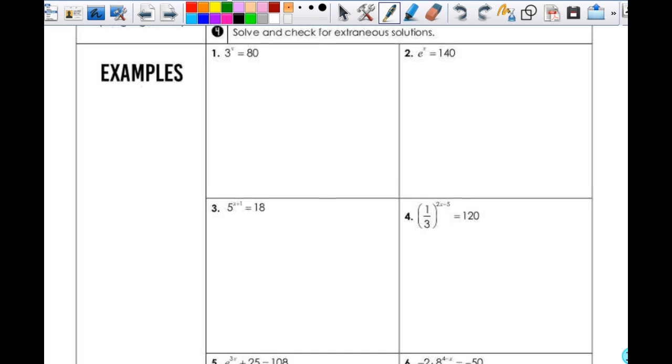So here we have 3 to the x power equals 80. So we're going to take log of both sides. We're going to take log of 3 to the x equals log of 80. When it says expand, the variable comes out of the exponent. So this exponent comes out front, and I get x times the log of 3 equals the log of 80. Now I need to get x by itself, so what do I do? Divide by the log of 3. So x equals the log of 80 divided by the log of 3.